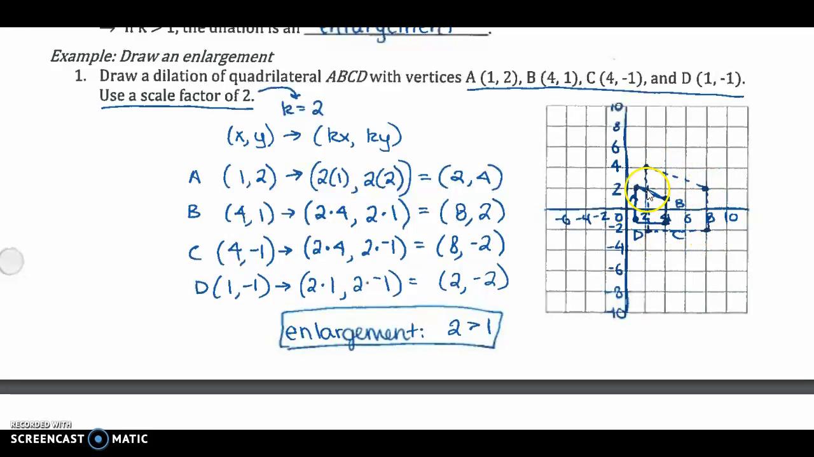Now when you do a dilation, you don't have to put your image in dashed lines. I just did that to distinguish for the notes. But our enlargement here, because our scale factor of 2 is greater than 1, we can see that our figure becomes bigger.